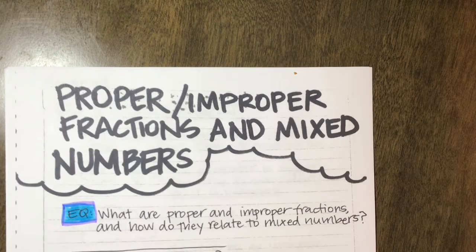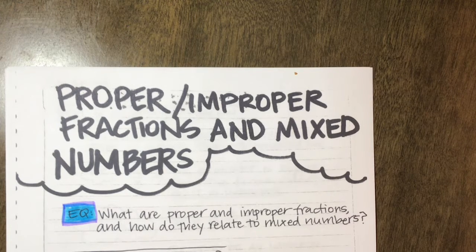Today we're going to be focusing on proper fractions, improper fractions, and mixed numbers. The essential question for our lesson today is, what are proper and improper fractions and how do they relate to mixed numbers? So just the gist for the lesson here, we're going to be learning to identify what proper fractions look like, what improper fractions look like, and what mixed numbers look like, okay?